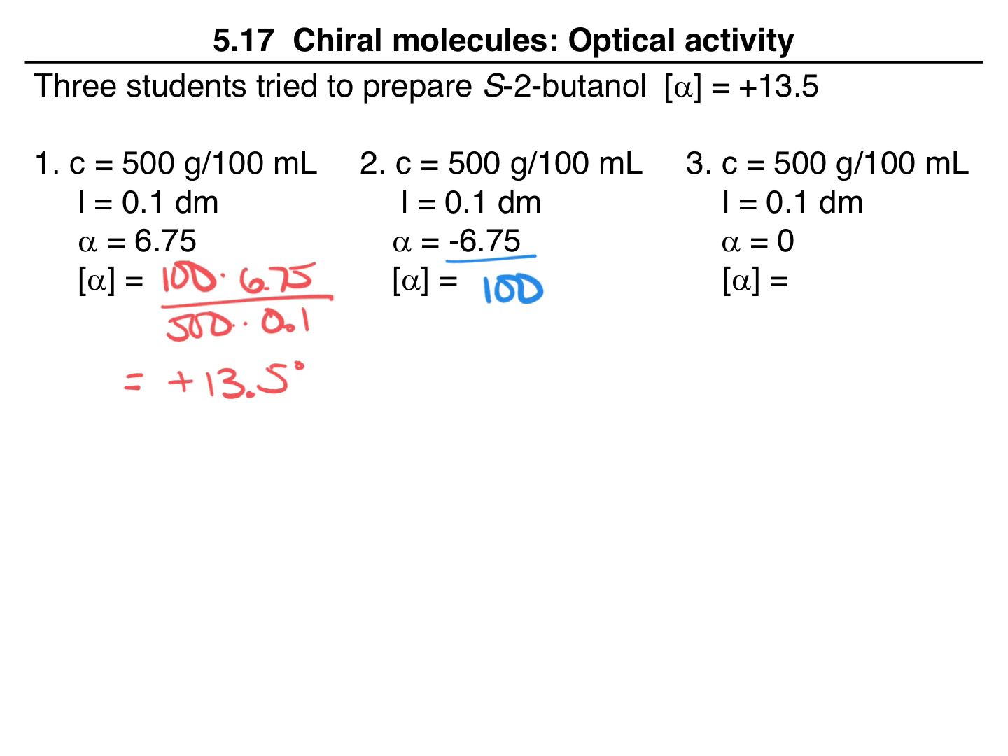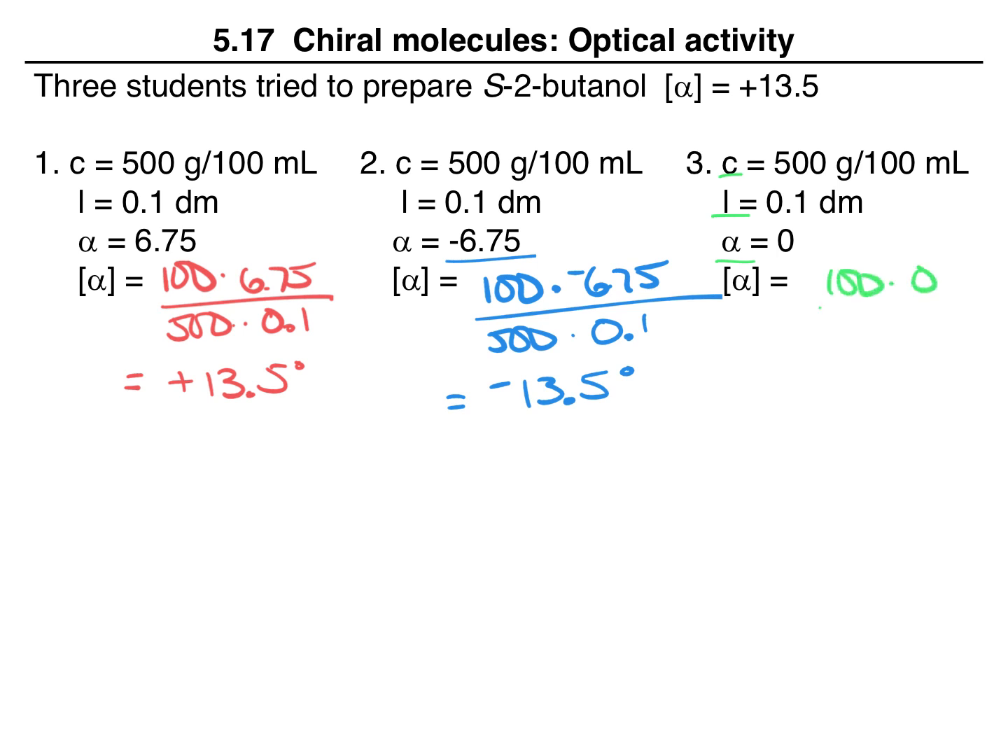So here we've got 100 times negative 6.75 divided by 500 divided by 0.1. So this gives a specific rotation of negative 13.5 degrees. And then the third student made up a sample of the same concentration, same path length, but they measured a rotation of 0. So their sample did not rotate plane polarized light. So 100 times 0 divided by, who cares about the rest of it, this gives a specific rotation of 0 degrees. So what's going on here?